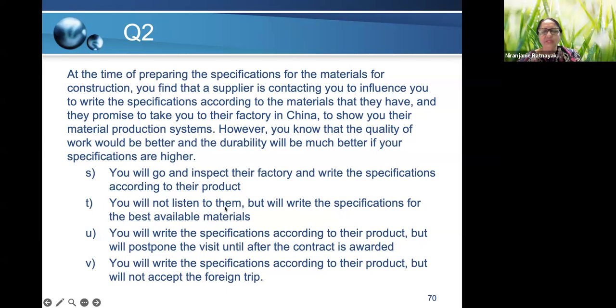Let them say what they want. Forget about a trip. But you have to stand by the engineering code of ethics, right?